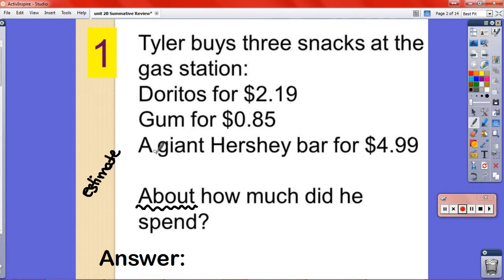And then we need to figure out what we need to do. Well, he buys 3 things and we want to know what he spent. So we have to put those things together to get how much he spent. So that's an addition problem. So that's about $2 plus about $1 plus about $5 is equal to about $8.